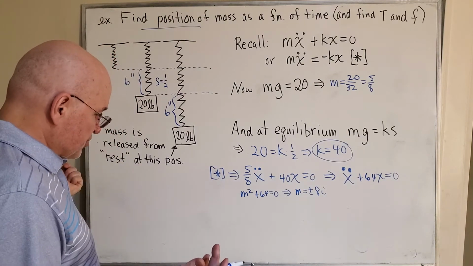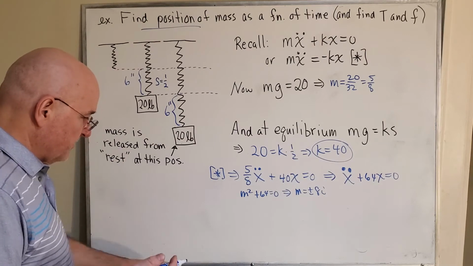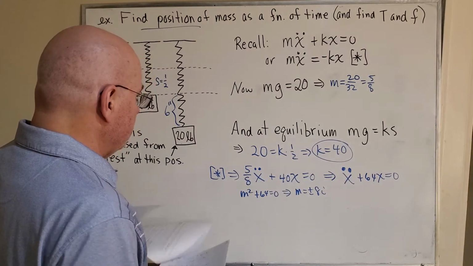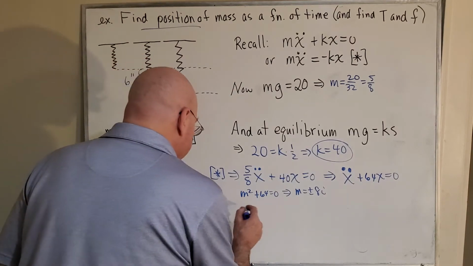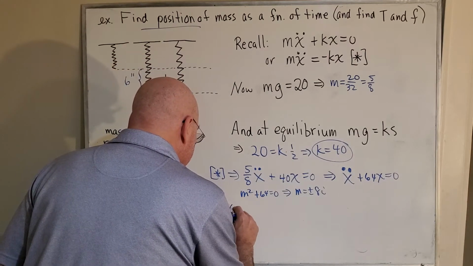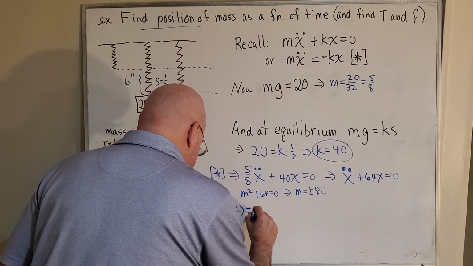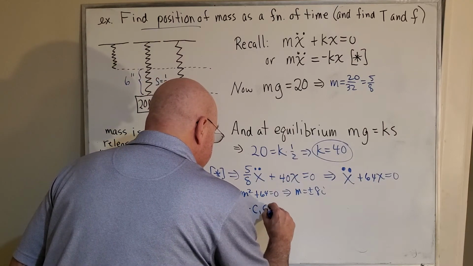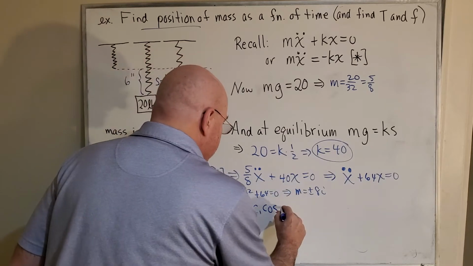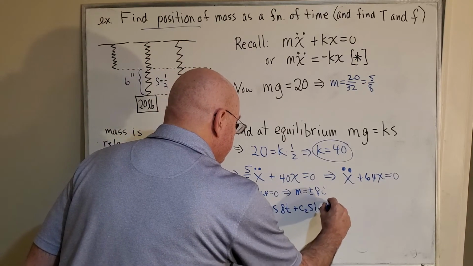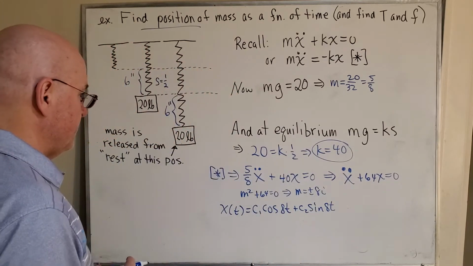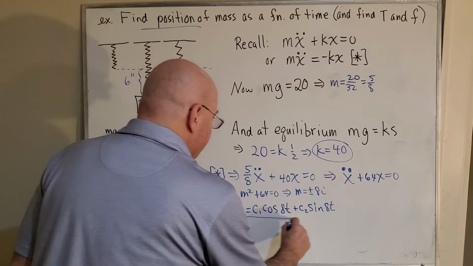So that tells us the general equation right now. x of t is c1 cosine 8t plus c2 sine 8t. I'm going to circle it even though that's not our final answer.